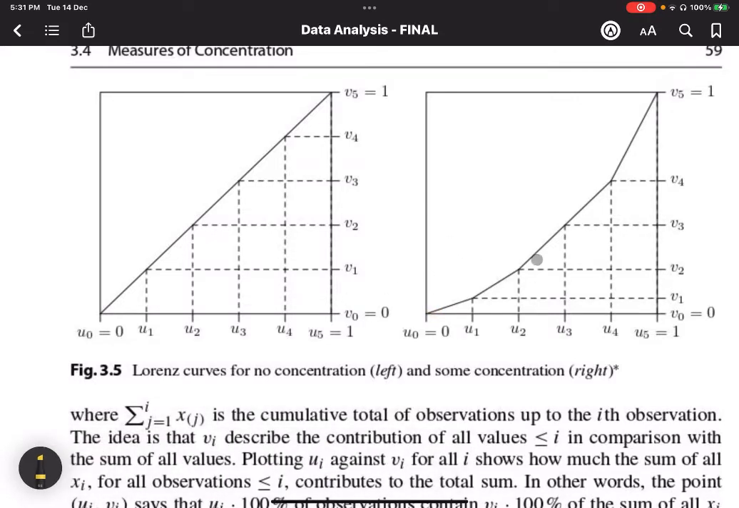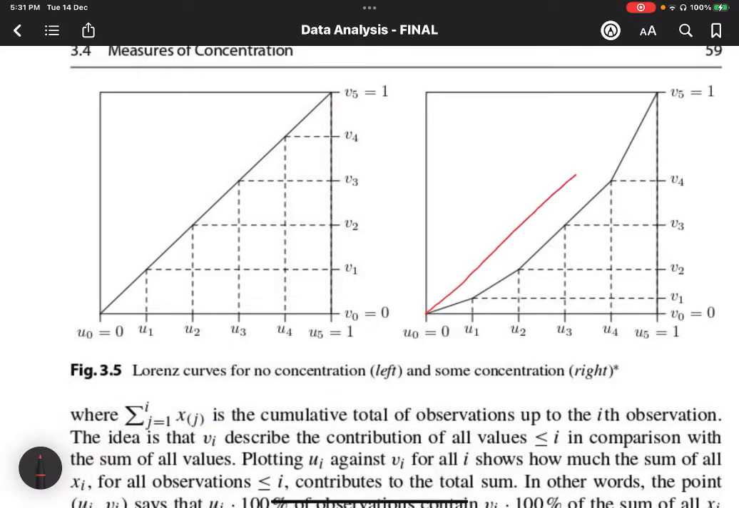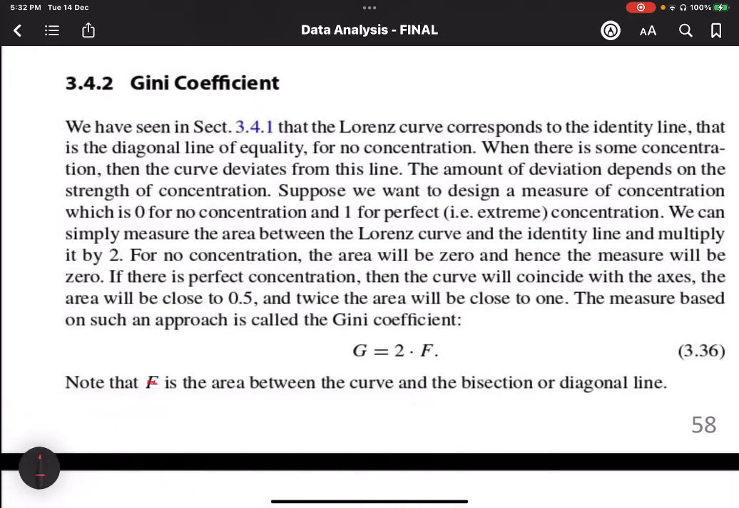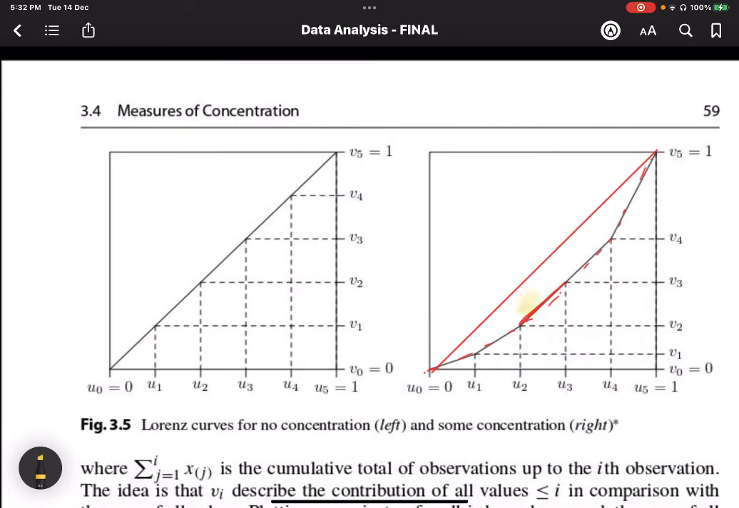For example, we have computed and graphed the Lorentz curve. To get the Gini coefficient, when we overlap these two, the line of equality, okay, will be placed over the curve when there is concentration. So what is called F, the area between the curve, is this. Yan.